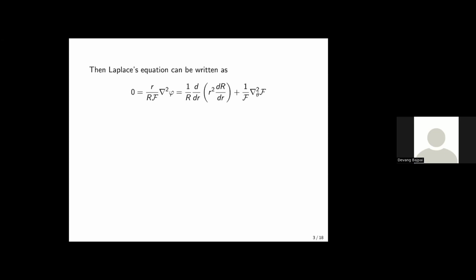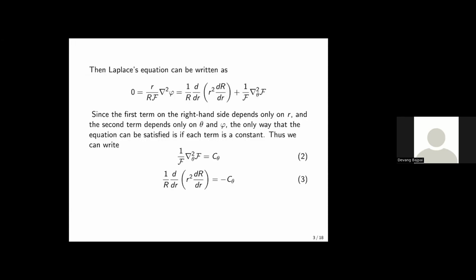So I was saying, when we apply the method of separation of variables in the Laplace equation, it takes the following form. And if you look at this equation, this kind of equation can only be satisfied because we can see that the first term depends only on r and the second term depends on theta and phi. Now, this kind of equation can only be satisfied if each term is a constant. Thus, we can write it in the following way.